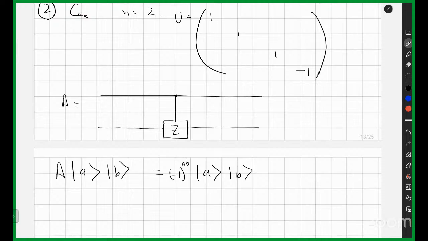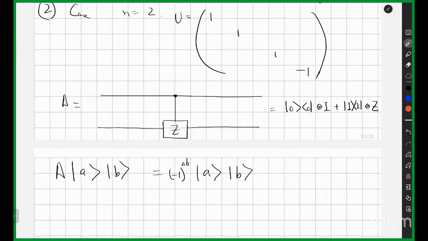The other reason why it's Control Z is that the top part corresponds to the control qubit being 0, and this part corresponds to it being 1. When it is 0, it's acting like identity. When it is 1, it's acting like Z. That's exactly what a control does. Okay, so Control Z.